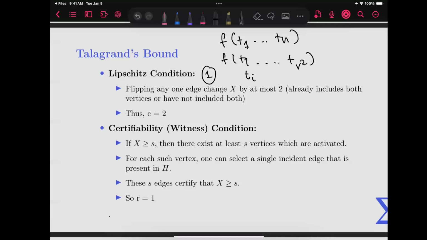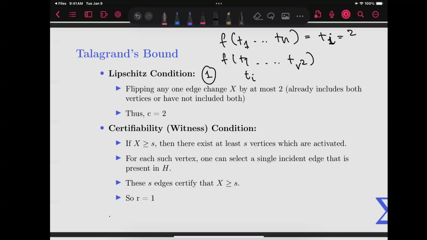What is our f? We have to define our f. We want to find the number of vertices contained in subgraph H. So for each edge, if it exists, how many vertices will it add to H? For one edge, we have two vertices. So the highest value Ti can take is 2: if the edge appears in H, at most 2 vertices will be included in X.